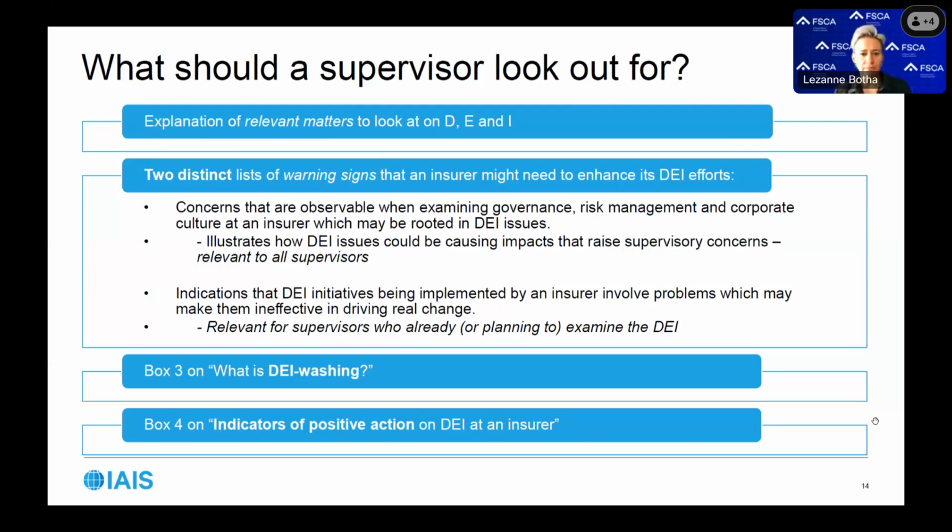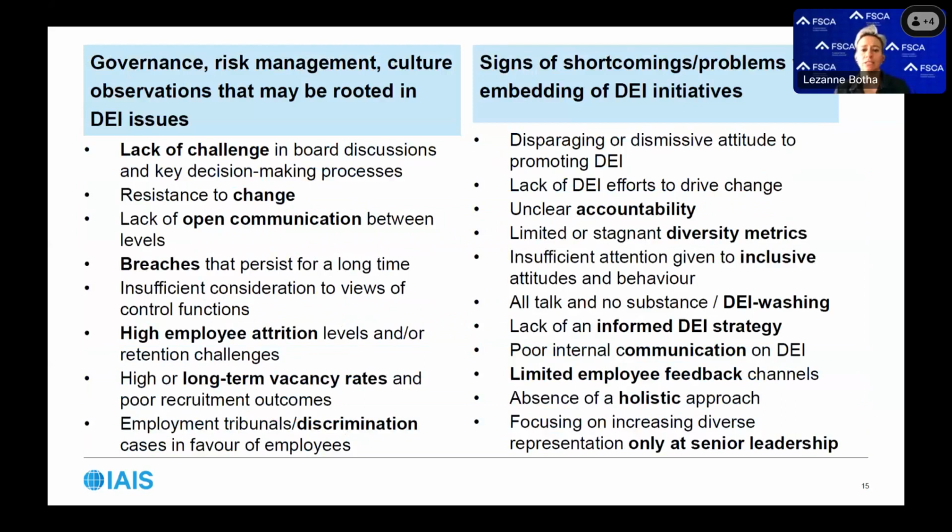So it's not the focus of the paper, but it does give some indications of where positive action can be identified in an insurer. So if we then move on to the 2 lists of warning signs, I'm just going to very briefly touch on it to give examples. The first list of warning signs relates, like I said, to governance, risk management, and culture observations that may be rooted in DE&I issues, and includes, for example, lack of challenge at board discussions and key decision-making processes, resistance to change in an organization, lack of open communication at all levels, insufficient consideration of the views of control functions, high employee attrition levels, long-term vacancy rates, and poor recruitment outcomes.